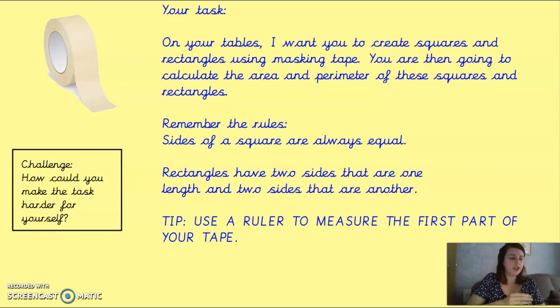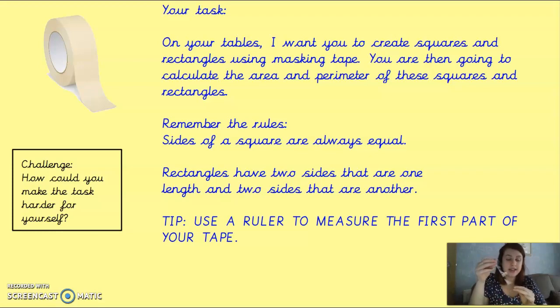So what you're going to do is stick this bit of tape down, and you're going to do the same. So you're going to get 3 other pieces, and you're going to join them together. So you're either going to make a square or a rectangle. Now, obviously, the rules are that squares have sides all the same length. Rectangles have 2 sides that are one length and 2 sides that are another.